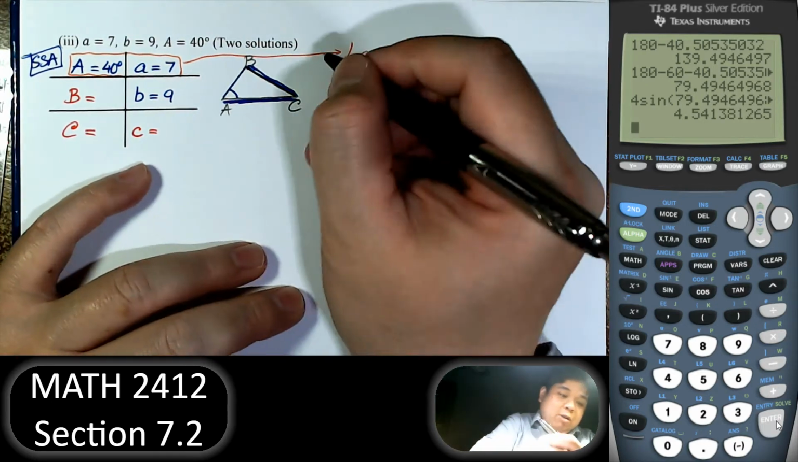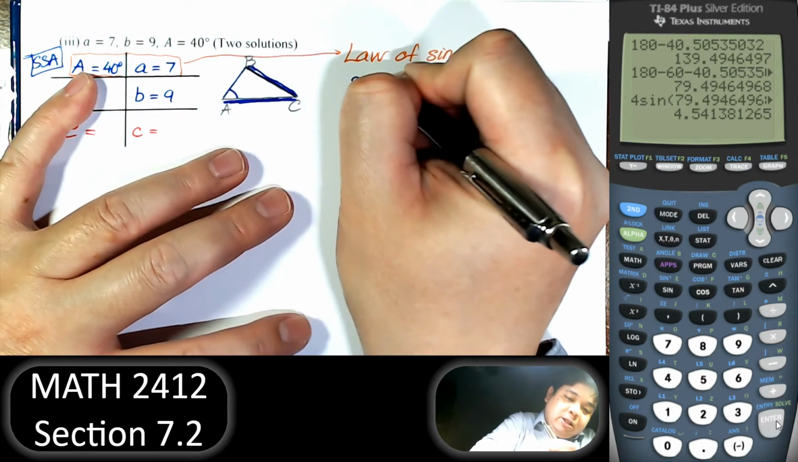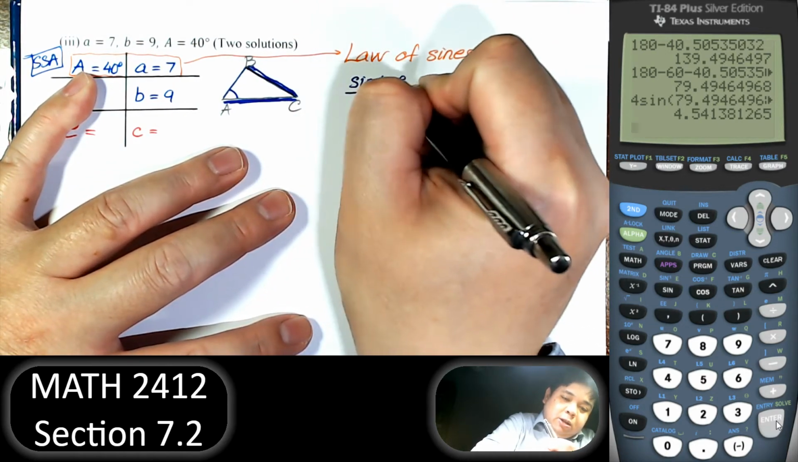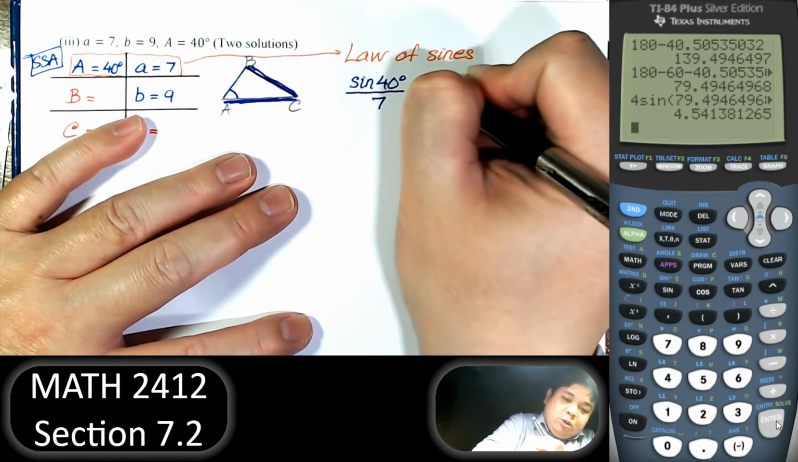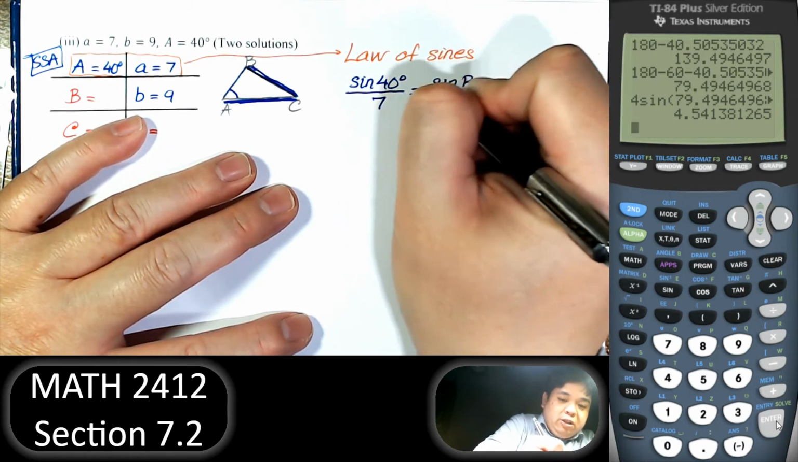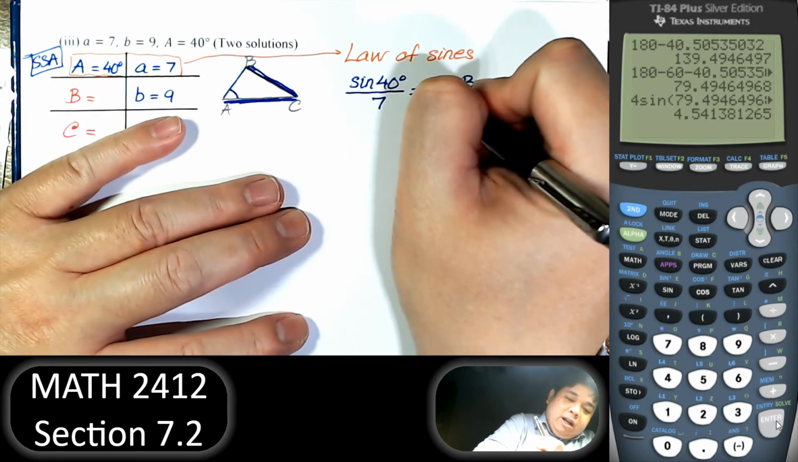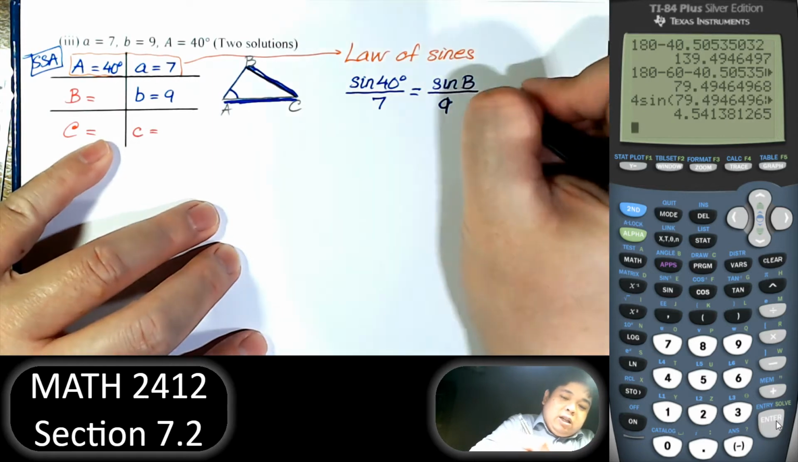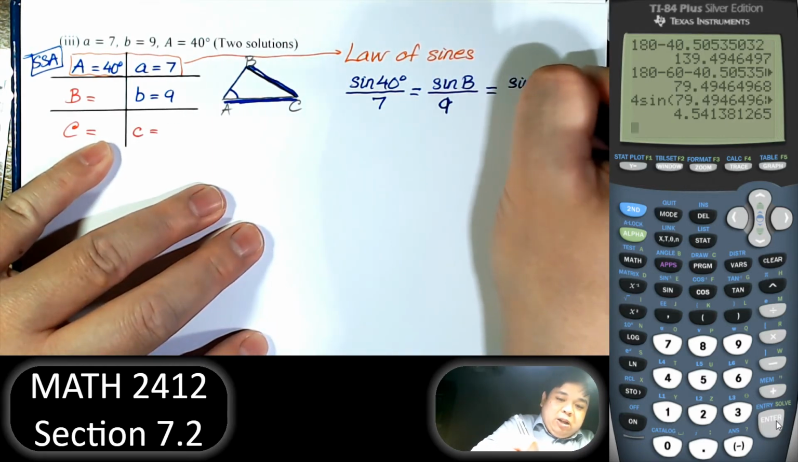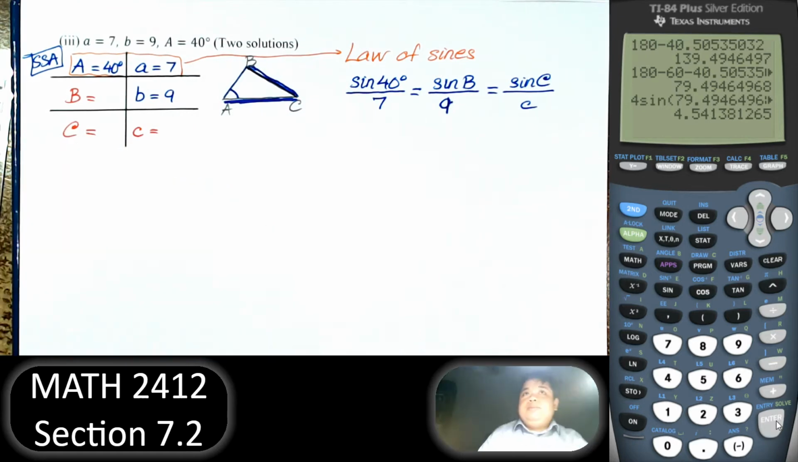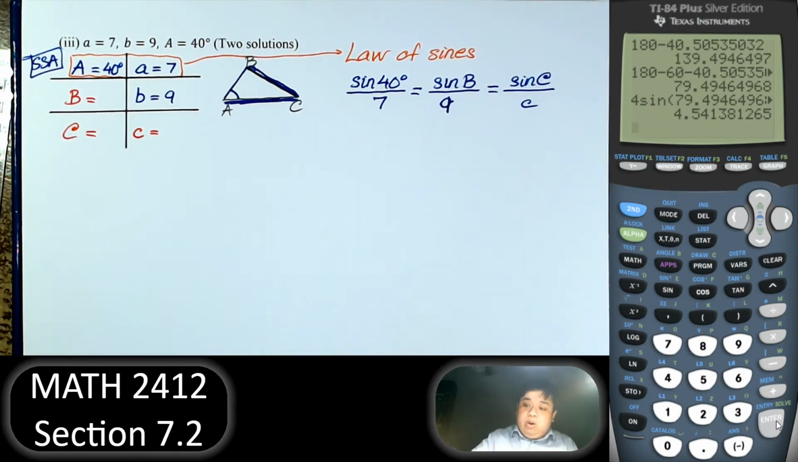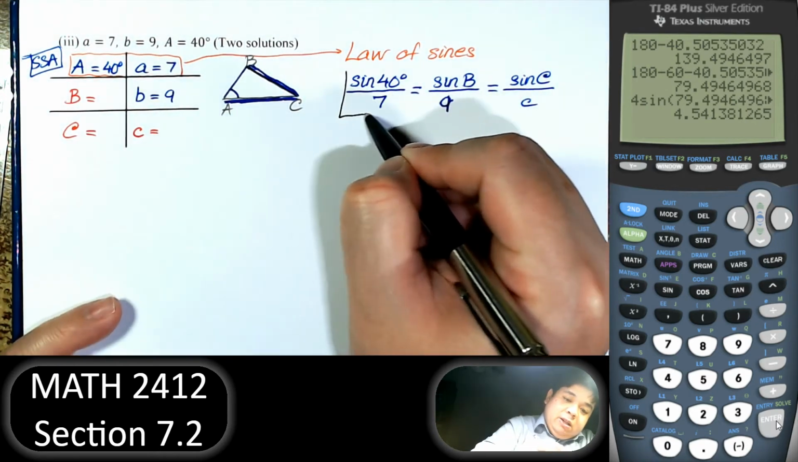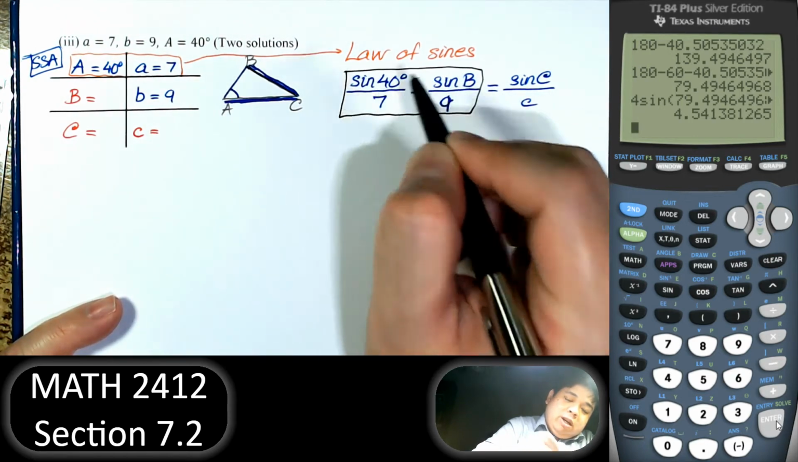Right. So we write out the ratio. Sine of 40 degrees over 7 equal to sine of B, which we don't know, and sine B is 9. We do know that. C, we do not know anything about angle C or sine C. Right, simple enough. Now, of course, this ratio is useless because we don't know either of them. Let's go from here.